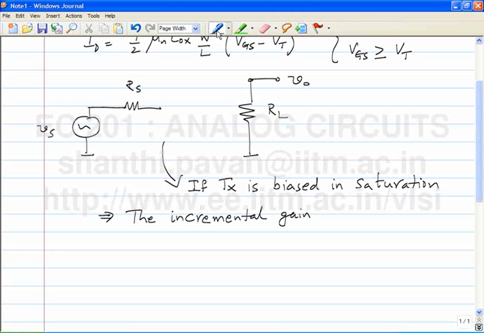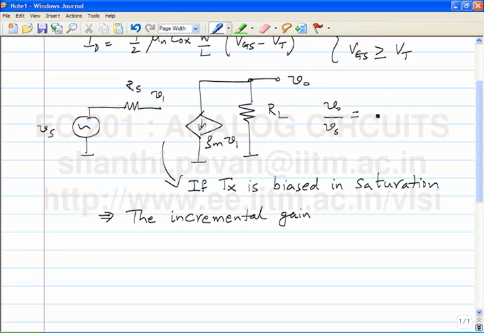So when I replace the transistor with its incremental equivalent circuit, I have GM times V1, and this incremental equivalent for the transistor is only valid when the transistor is biased in saturation. And what is the gain? What is the incremental gain, VO by Vs?